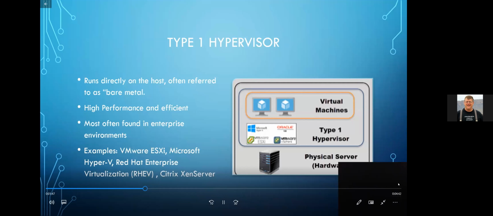The type 1 hypervisor runs directly on the host. With a type 1 hypervisor, there is no operating system sitting between the hypervisor and the physical hardware resources of its host. Because of this, type 1 hypervisors are often referred to as bare metal or native hypervisors. Some examples of these type 1 hypervisors include VMware ESXi, Microsoft Hyper-V, Red Hat Enterprise Virtualization, and Citrix XenServer.